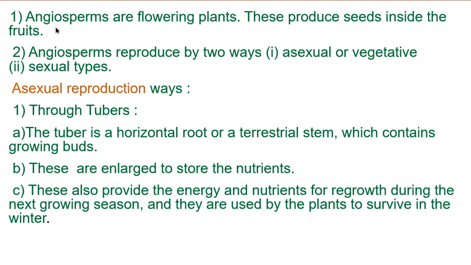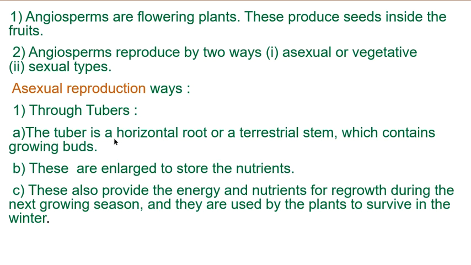Here, first of all, angiosperms are flowering plants. They produce seeds inside the fruit. Angiosperms reproduce in two ways: sexually, or asexually, which is vegetative reproduction. Asexual reproduction through tubers. Fine students, I am giving you these notes. These are very selective notes. If you write this much, you will get the full marks.